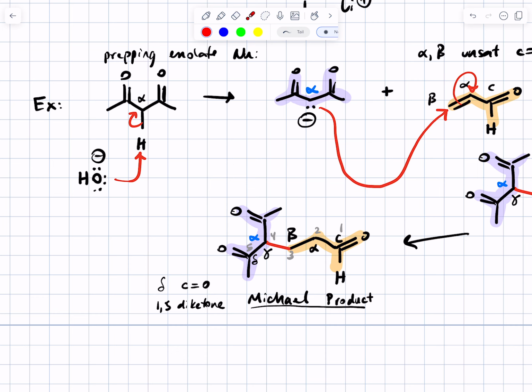Okay, what else? Don't smile like that. Could you draw that for us in detail and show us how it would appear on an exam? I think that's probably too complicated for the kind of Michael reaction question I would give. But yeah, I saw another hand.